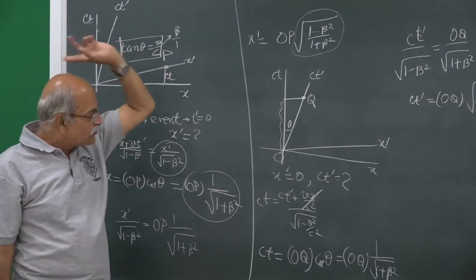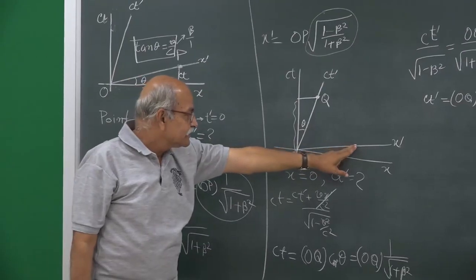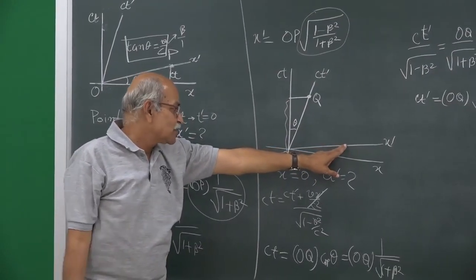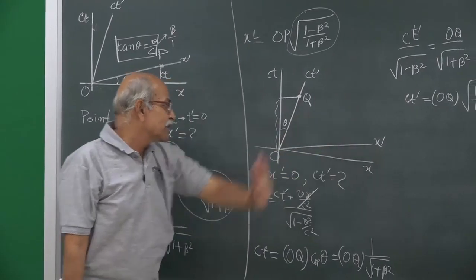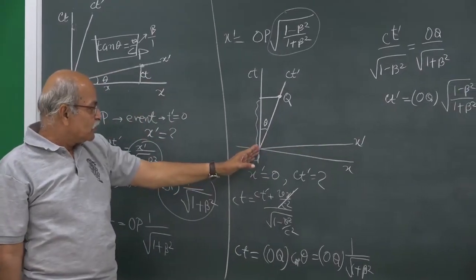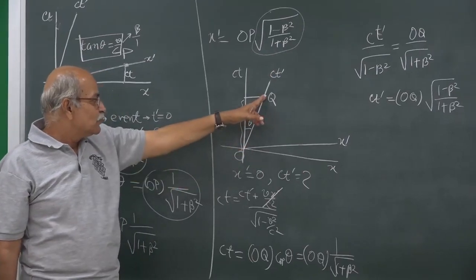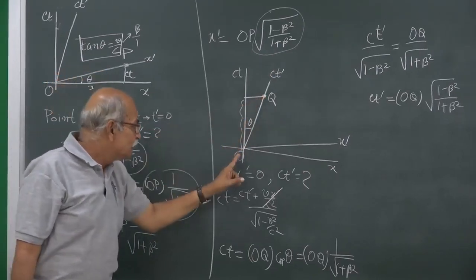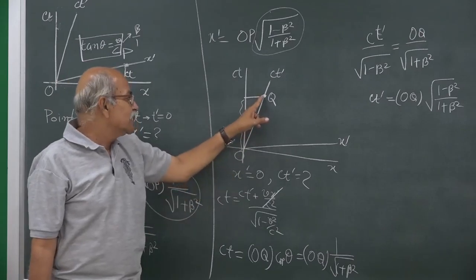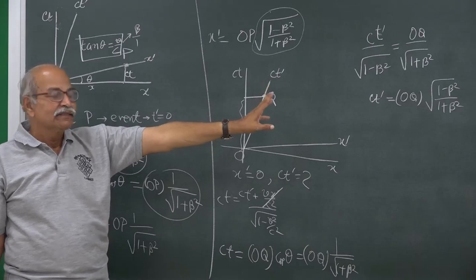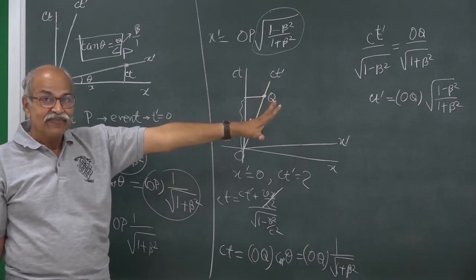So, if you are on this line, so T prime is equal to 0, what is x prime? Measure this, multiply by the factor. If you are on this line, Ct prime line, then you know that x prime is 0. What is Ct prime? You measure length along this Ct prime and then multiply by that factor. That is how you get this quantity.